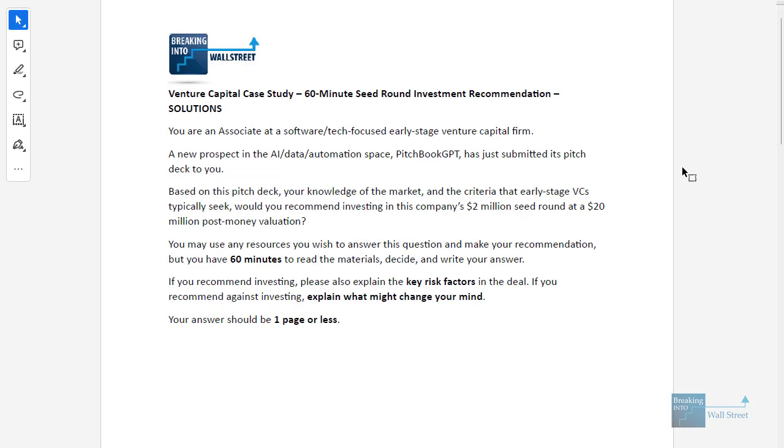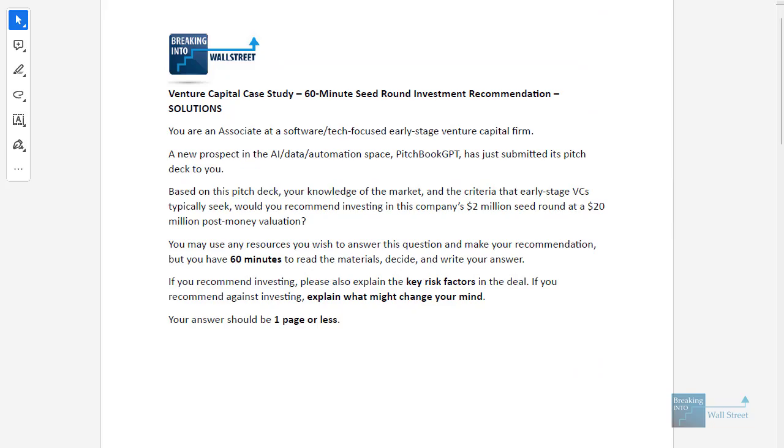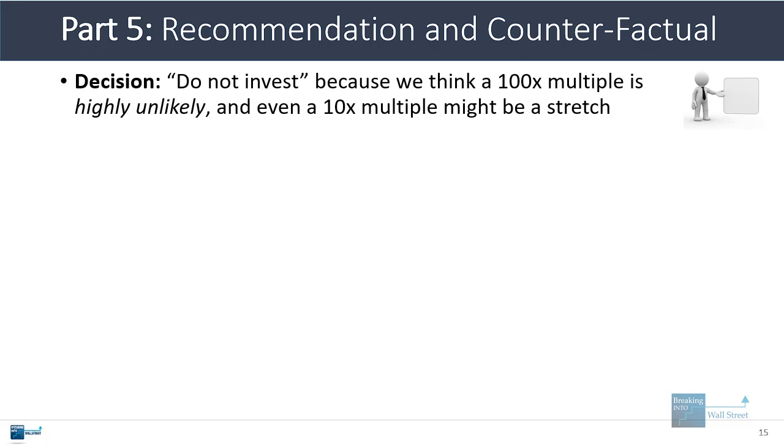Now again, I recommend going and looking at our full memo here because we do write a one-page memo provided on the site under the files and resources. But to summarize, we recommend against investing. We think a 100x multiple is highly unlikely. We think even a 10x multiple is going to be a stretch here.